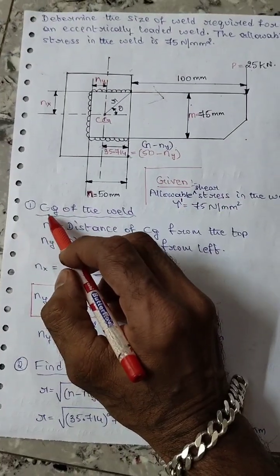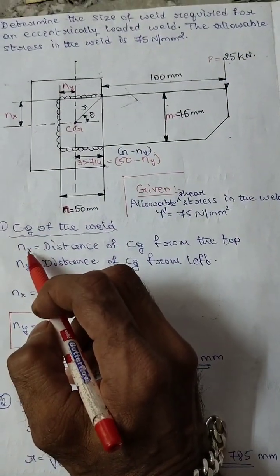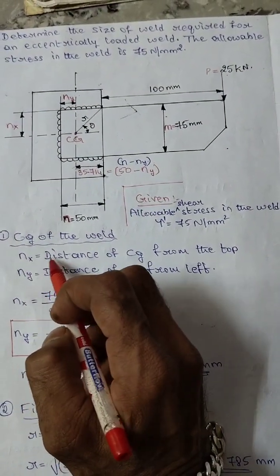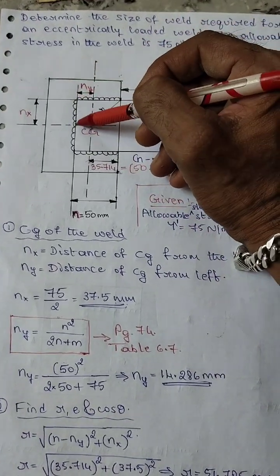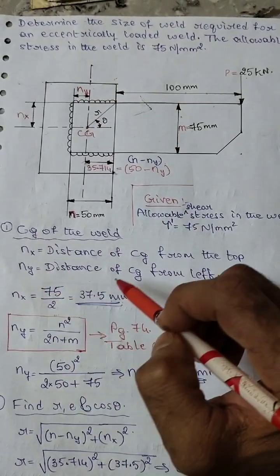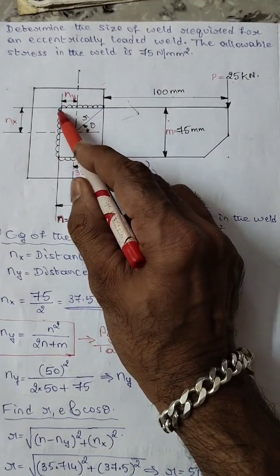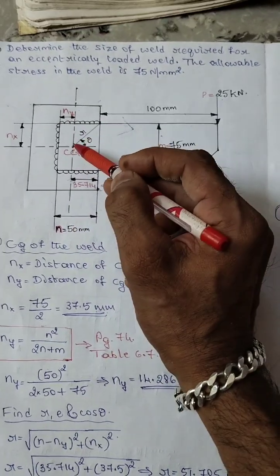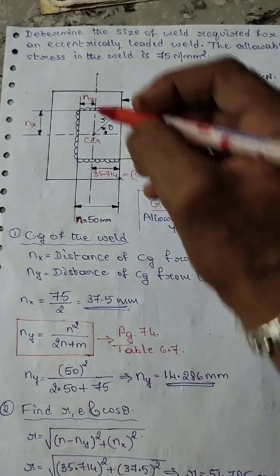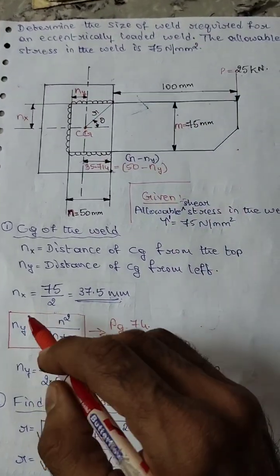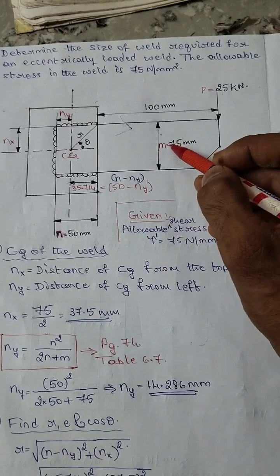And initially we will calculate the center of gravity of the weld. The term nx is the distance of cg from the top, this distance from here to here, and ny is the distance of cg from the left, from this point to this point. That will locate the cg. So for that, nx is 75 by 2, that is m by 2.